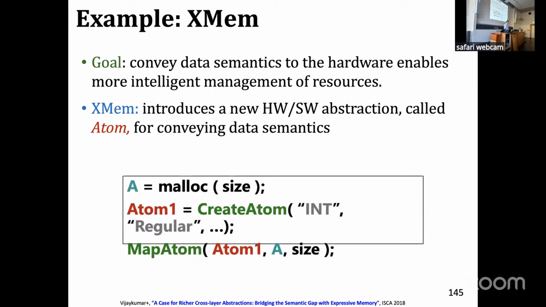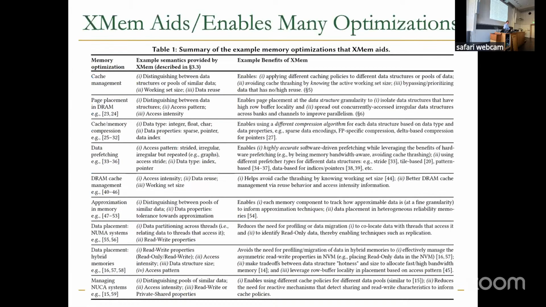Again, this is a specific interface developed in this paper that describes, this is the atom that maps to this data structure. It's a regular access pattern, it's an integer, etc. So, okay, this can enable a lot of optimizations. Again, this is a slide that's thrown at you from the paper, but if you look at it, what should I pick over here? Maybe cache and memory compression.